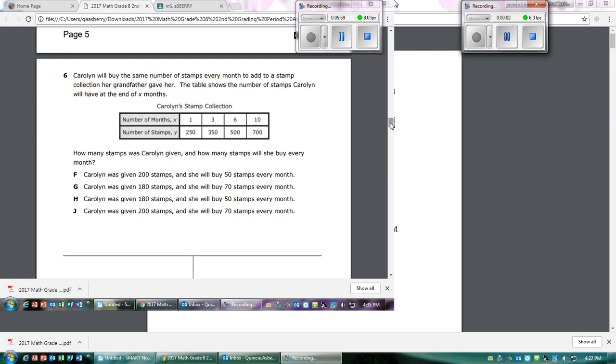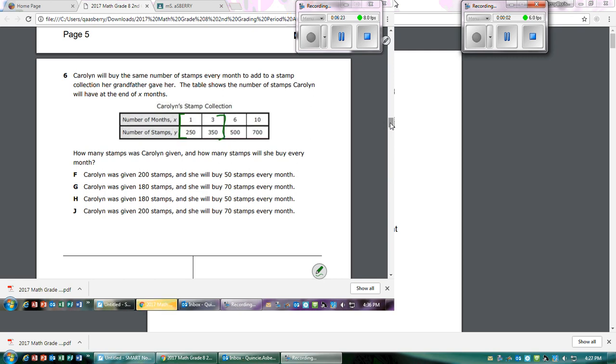6, it says, Caroline wants to buy the same number of stamps every month to add to the stamp collection her grandfather gave her. The table shows the number of stamps Caroline will have at the end of X months. So here's my table, the number of months X, stamps Y. How many stamps will Caroline begin with and how many stamps will she buy every month? So first we should find the slope. Just pick your first 2 points.